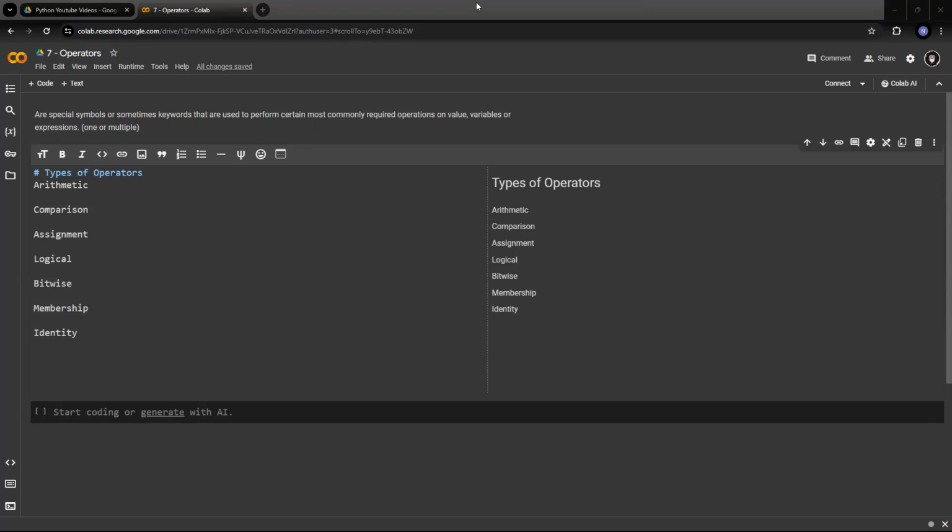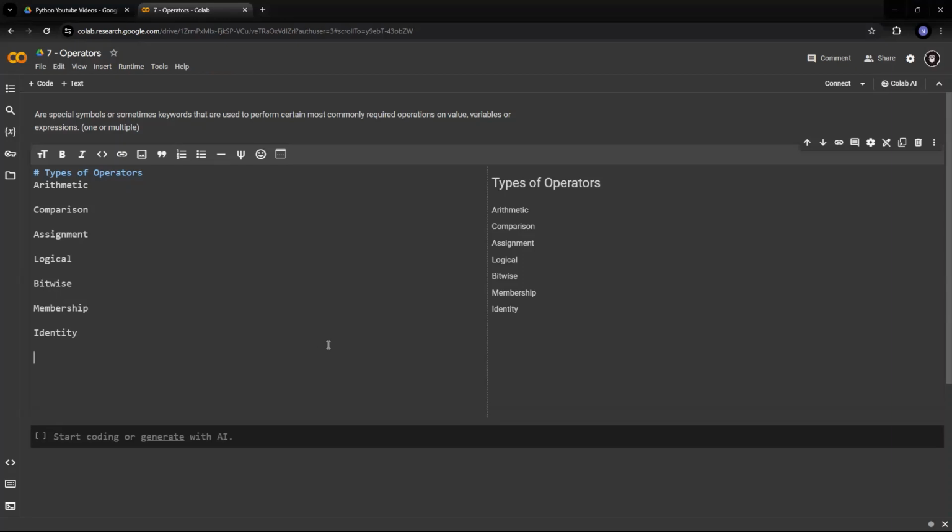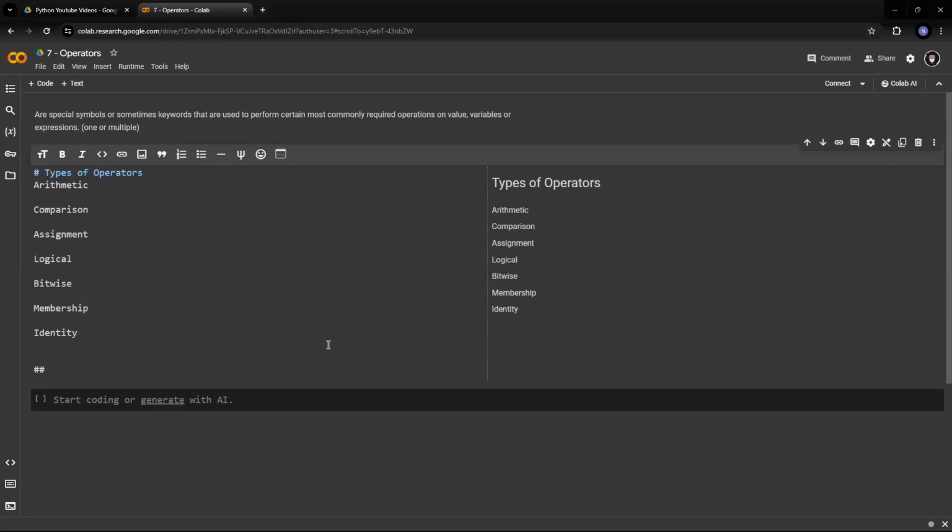Then we have membership operators. Now, membership operators test for membership in a sequence, such as string, list, or tuples. There are two membership operators, in and not in. We'll see this as well. And last is the identity operator. Identity operators compare the memory locations of two objects. That is why it is called identity, so it checks for the identity of that object. And lastly, after finishing all this, we'll see how operators are preceded by each other. So we'll see operator precedence.